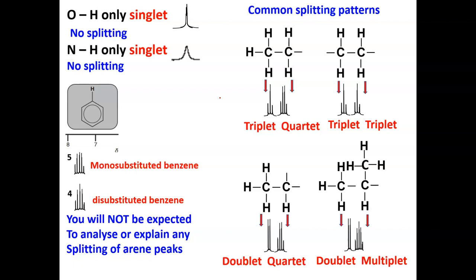Again, I did point out that if you've got 5 arene peaks, then you've got a monosubstitution, 4 arene peaks, disubstituted benzene. I'm pleased to tell you, you will not be expected to analyse or explain any splitting of arene peaks whatsoever. Just the fact that there are 5 or 4 or 3 arene H's present. So don't worry about splitting patterns for arene peaks. They will not be asked of you.